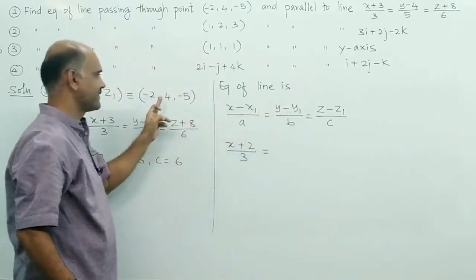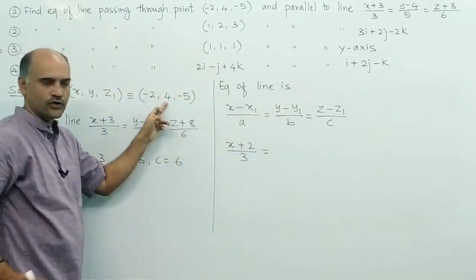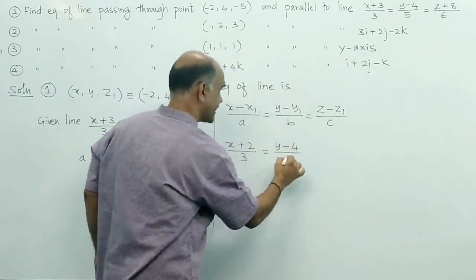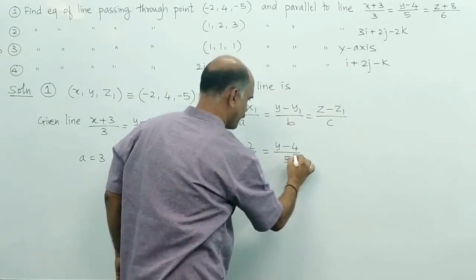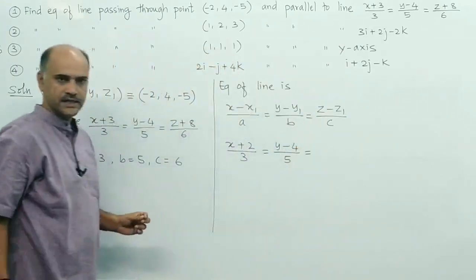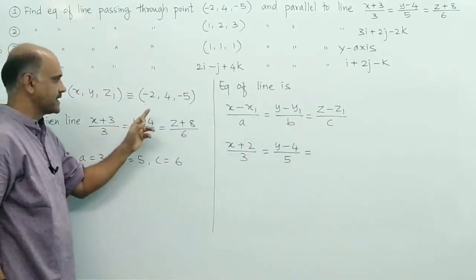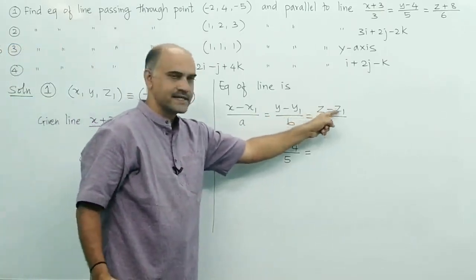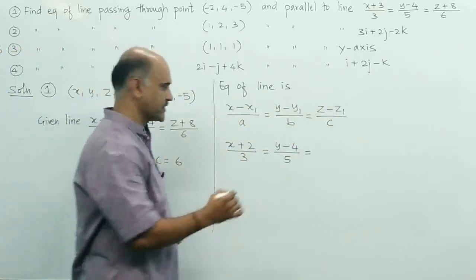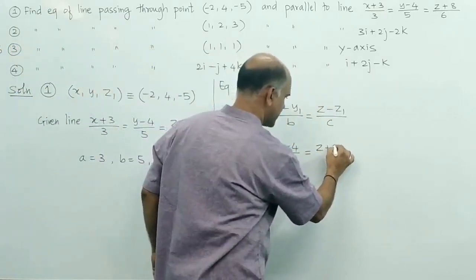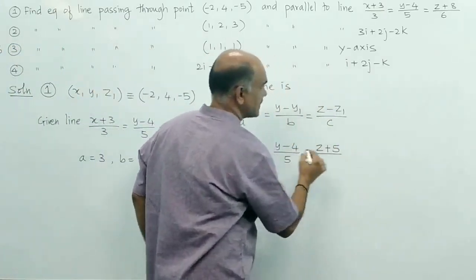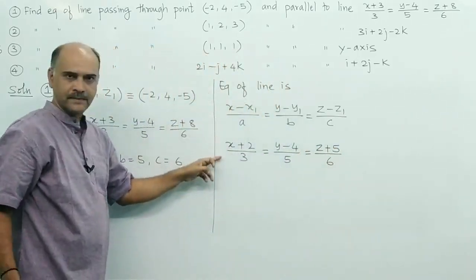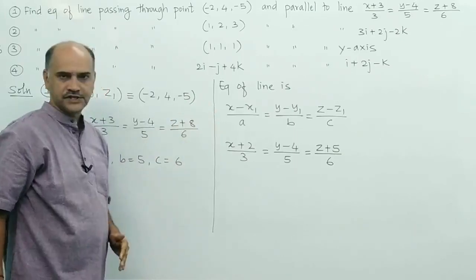y minus y1. y1 is 4. So y minus 4 divided by B, 5 is equal to z minus z1. z1 is minus 5. So minus of minus it will become plus. So you will have z plus 5 divided by C. C is 6. So this is equation of line. It is in Cartesian form.